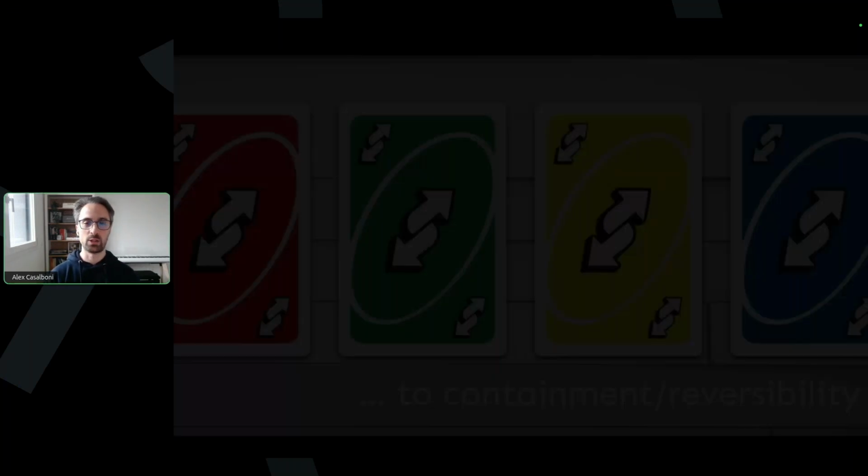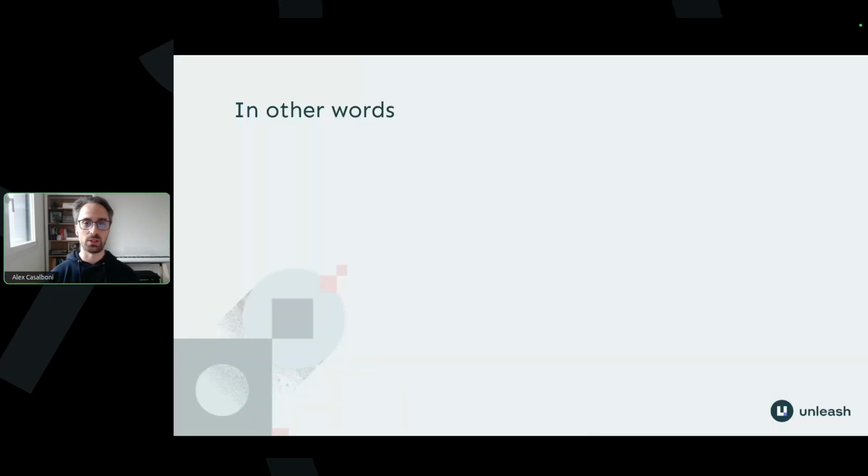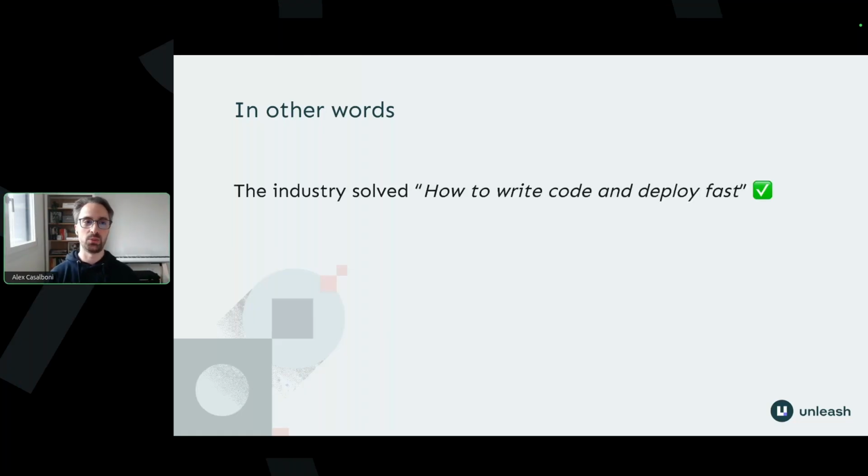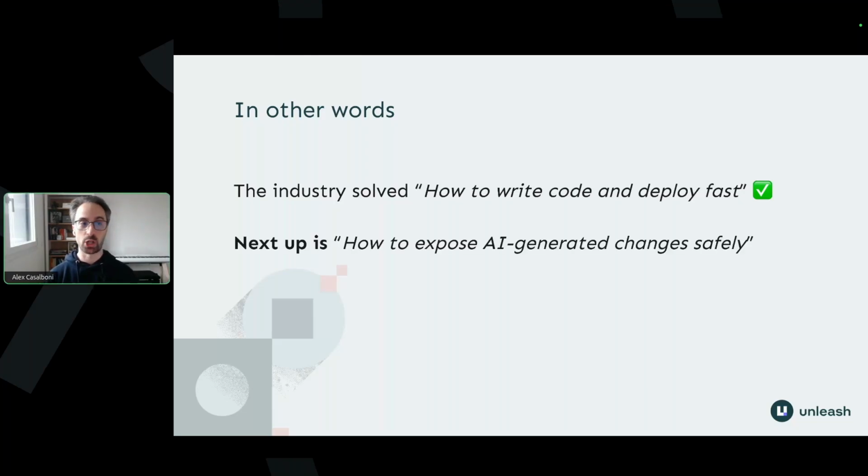So this is a complicated way to say, in other words, we now know pretty well how to write code and deploy it really quickly, really fast, and really cheaply. The new problem that needs to be solved is how to expose that code to final users in a safe way. So let me take a step back, because there are many things you can do about this at different stages and different layers of the stack as well.